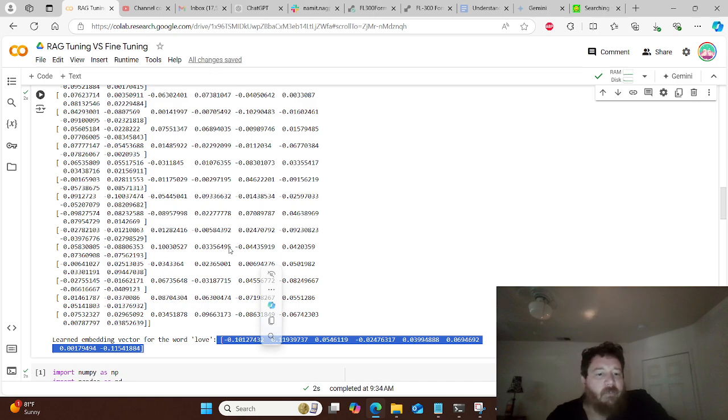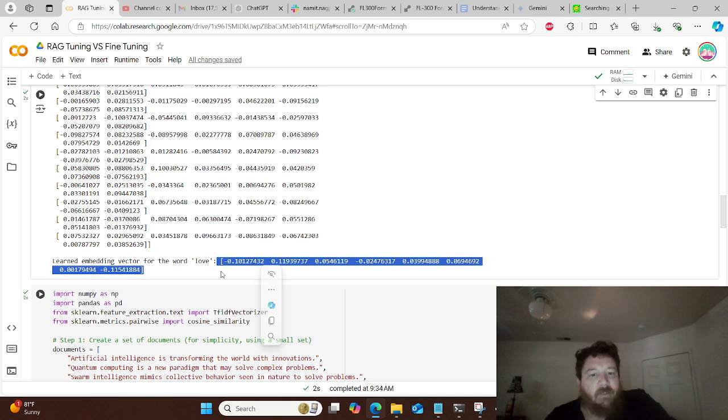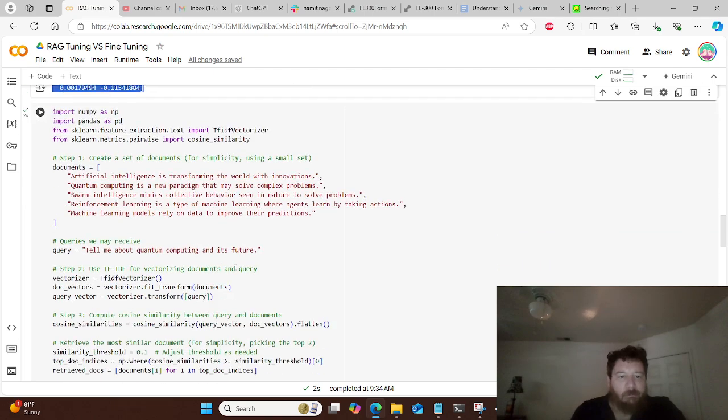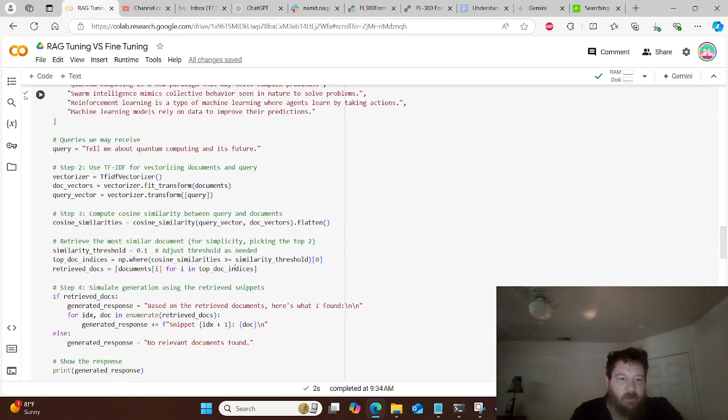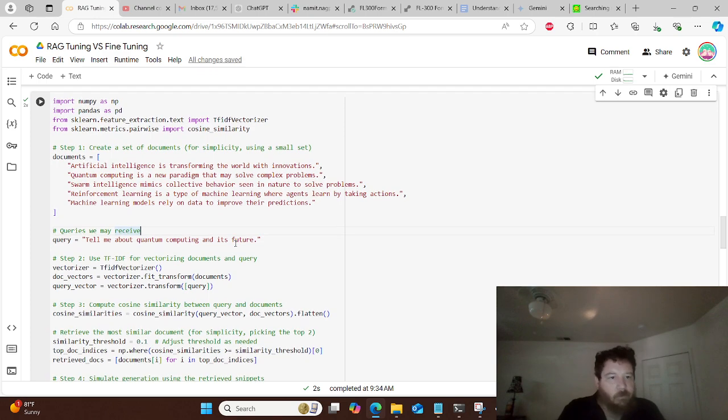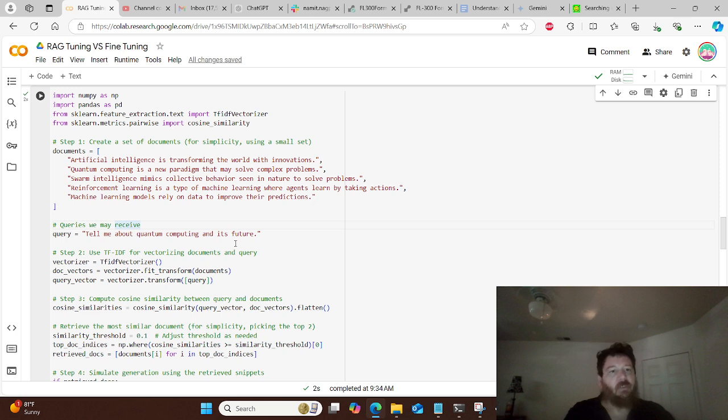The difference then between RAG tuning and fine tuning is that in RAG tuning, we don't take this step. Whatever we're feeding the model never gets embedded into the brain of the model, right? In this instance, we have an instance of RAG tuning. So here is a demonstration of RAG tuning where we have essentially some sentences. Artificial intelligence is transforming the world with innovations. Quantum computing is a new paradigm that may solve complex problems. Swarm intelligence mimics collective behavior seen in nature to solve problems.